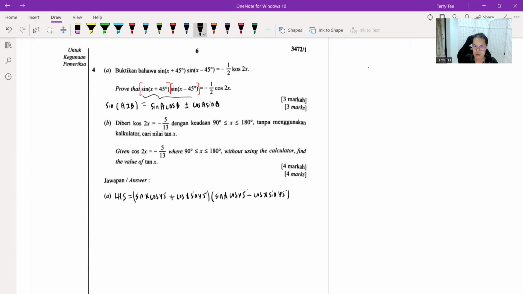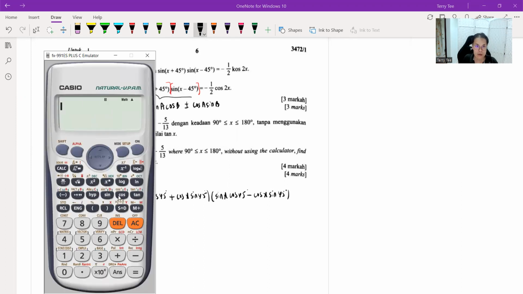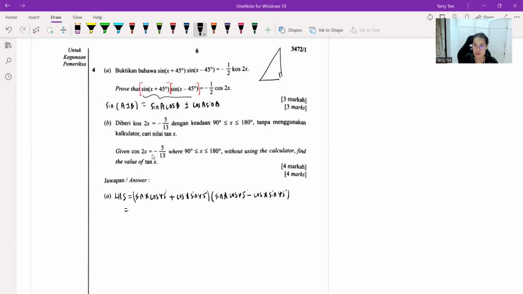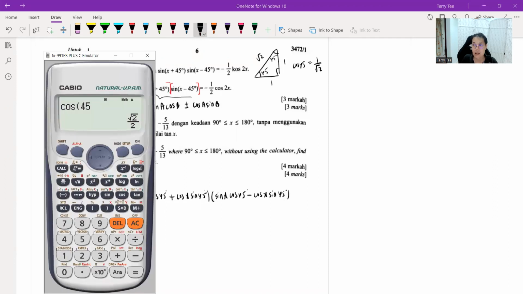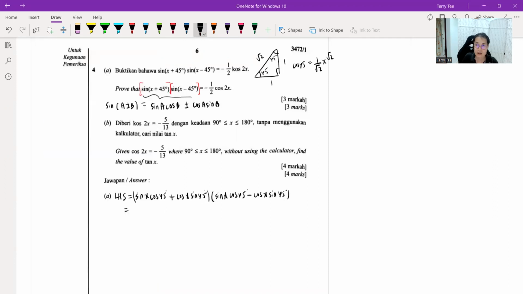Okay. Now, we know cos 45. You can actually use a calculator. Cos 45 is root 2 over 2. But if you use a triangular method, if you draw a right angle triangle that is isosceles, this is 45, this is 45, this is 1, 1, root 2, then your cos 45 is 1 over root 2. Now, take note, they're actually the same. Whether you use a calculator directly or use this, because when you rationalize the denominator, you get root 2 over 2. But for this question, I'd like to use 1 over root 2 because it's slightly easier, but if you use this, it's still okay.